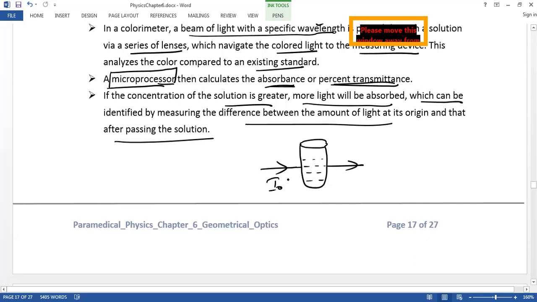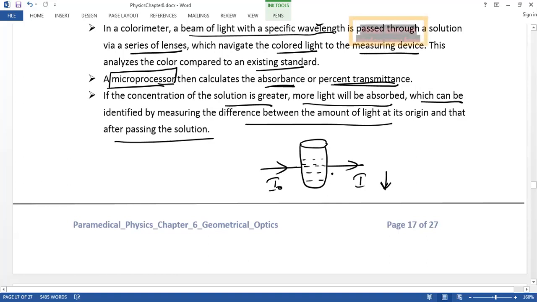This is the input light and this is the output light, so there will be a difference. If the concentration is high, the light coming out of this cuvette will have less intensity. The intensity of light will be reduced if the concentration of this solution is more, right?